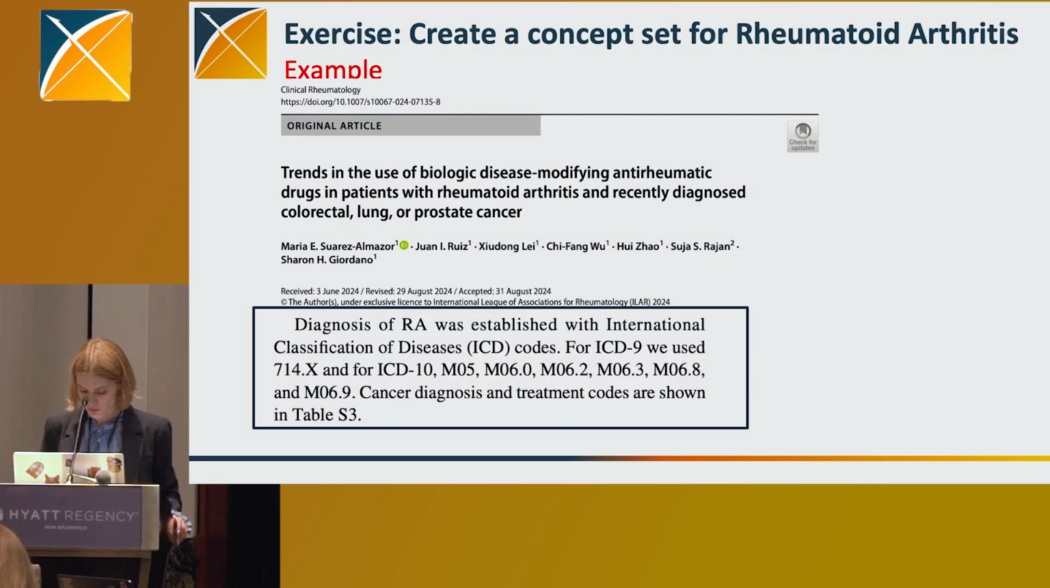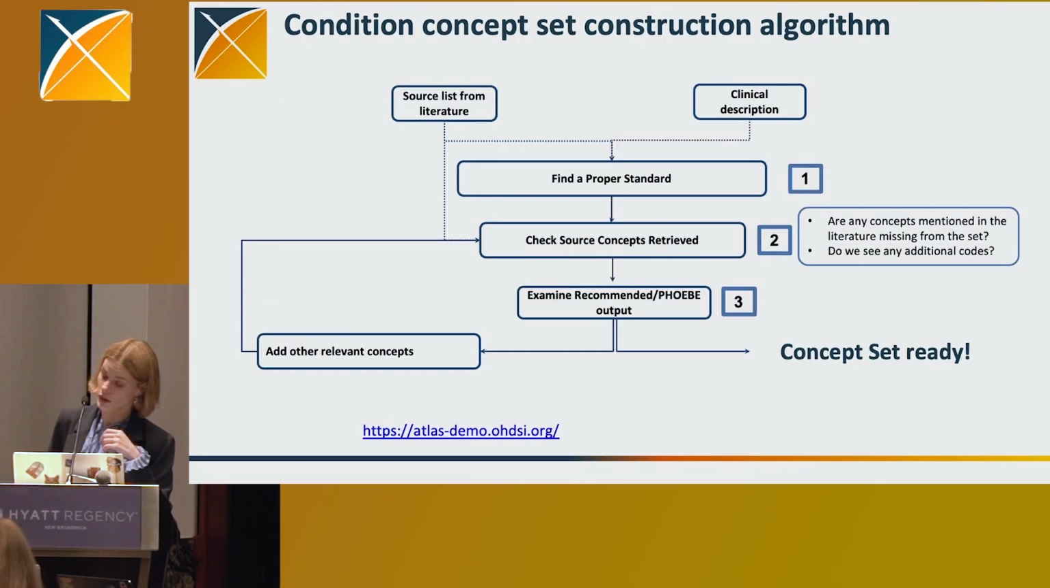To recap, because I feel like it's been a minute, the way you are now going to create a concept set for rheumatoid arthritis is that you'll find the proper standard by clicking on the shopping cart. You'll check the source codes included, you'll check the standard codes included, and then you'll check the recommend tab to see if there are other relevant codes. So this is what we're going to do together in the next half an hour.